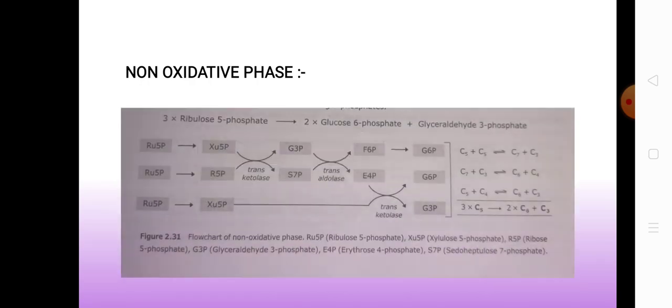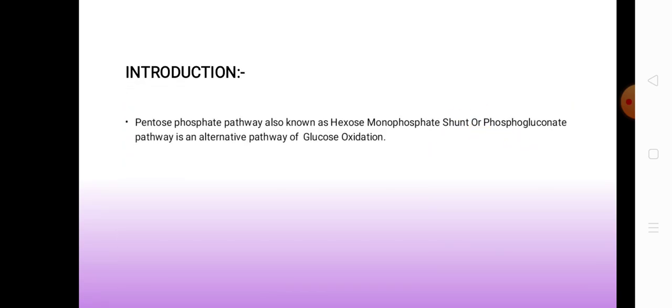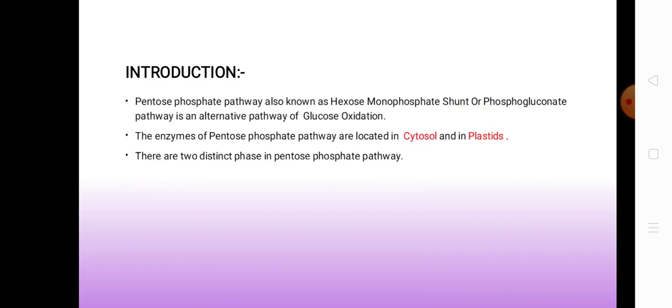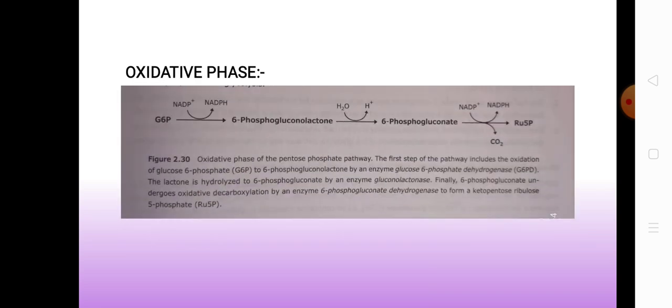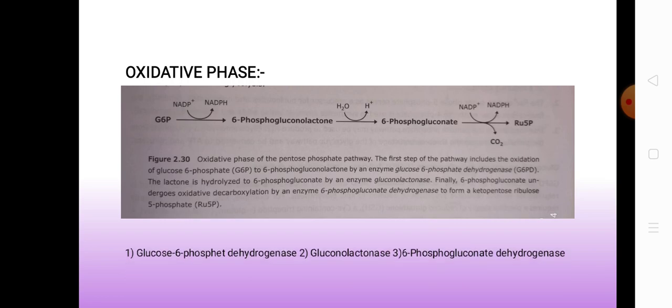So that was the first video on the pentose phosphate pathway. Today we have talked about the oxidative phase. In the next video we are going to talk about the non-oxidative phase. Then there will be another video for the functions of the pentose phosphate pathway, and at last we will talk about some deficiencies. I have decided to divide the entire pentose phosphate pathway topic into 4 different videos for a better understanding of the topic. So stay tuned. Thank you.